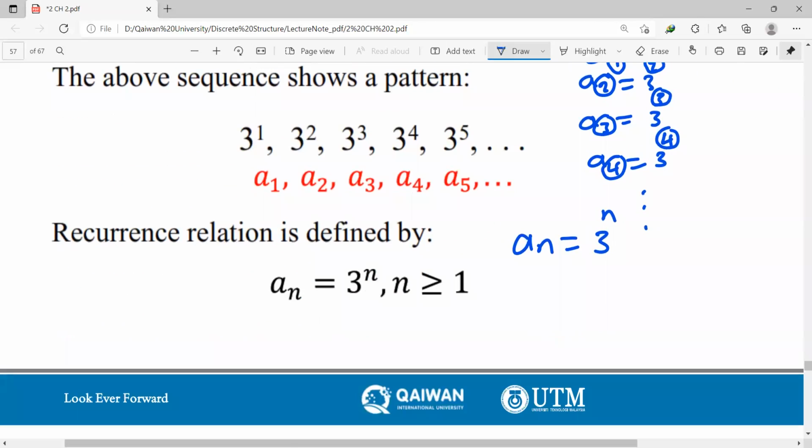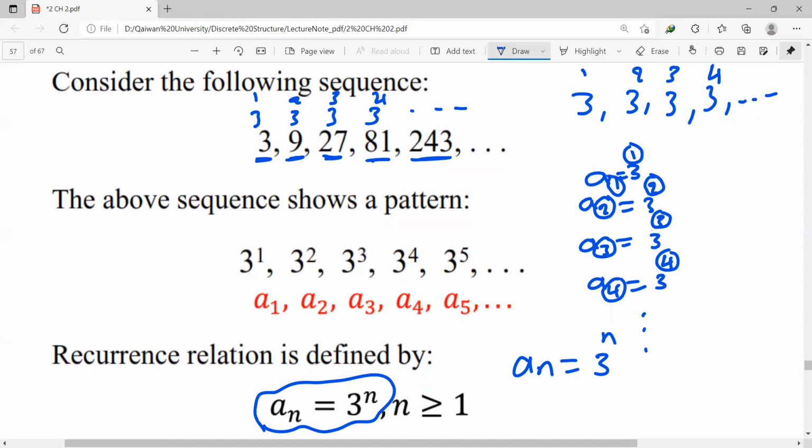This is the recurrence relation. This is our recurrence relation. This is A1, this is A2.